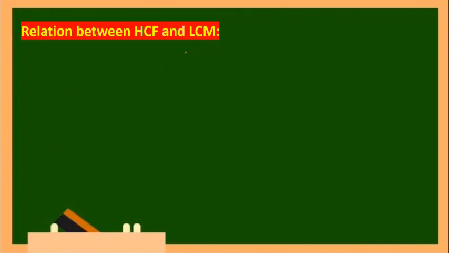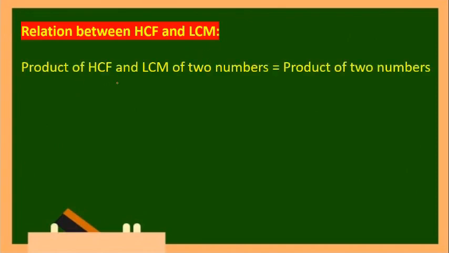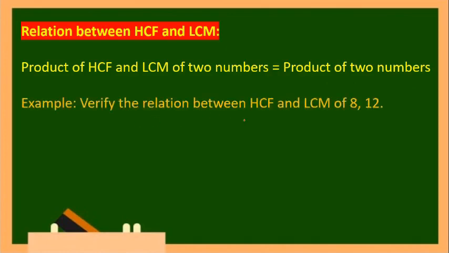Okay. Next, relation between HCF and LCM. How they are related. The product of HCF and LCM of two numbers is nothing but the product of those two numbers. HCF into LCM equals product of two numbers. Let's see one example. Verify the relation between HCF and LCM of 8, 12. So the HCF of 8, 12 is 4.